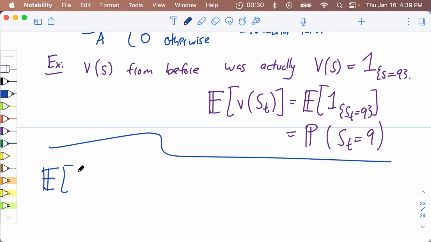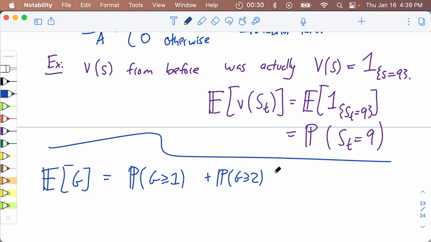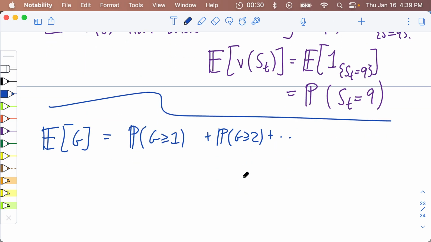So the expected value of G is the probability G is greater than 1, plus the probability G is greater than 2, plus dot, dot, dot. Remember, G is the number of coin flips until the first heads. What is the probability G is bigger than 1? I claim it's 100%. You always need at least one coin flip until the first heads. It's impossible to have it come up heads before you flip the first coin. So that's 100%. Great.